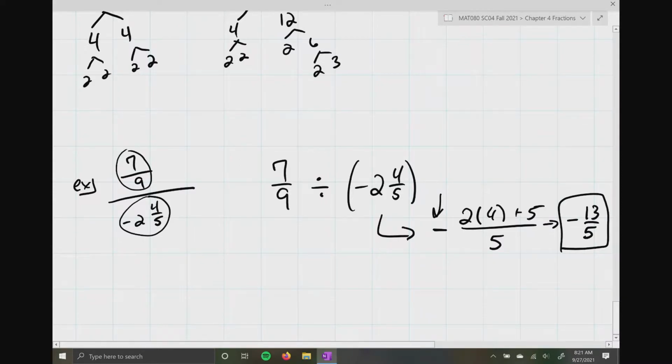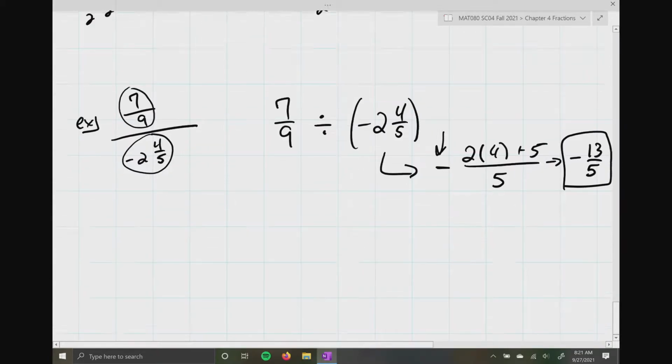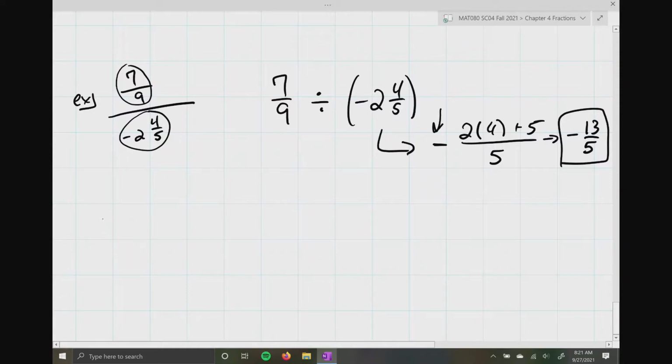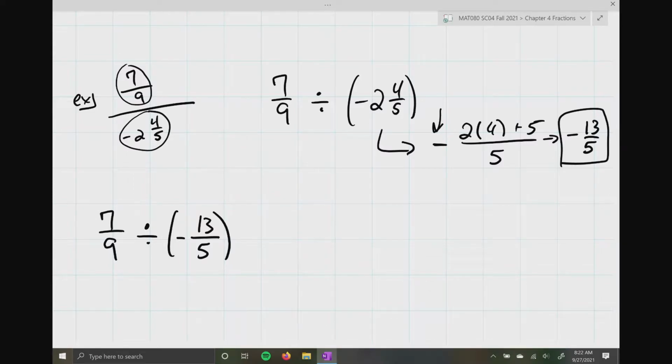Does that make sense, everyone? Okay? So let's rewrite the problem nice and neat now. 7 over 9 divided by -13 over 5. Yes, Stevie? You did that wrong. I did? Yeah, because isn't it 2 times 5 plus 4? I did do that wrong. I got the numbers backwards. Okay. Stevie, can I use the excuse it's Monday? Yeah. Okay, thank you.